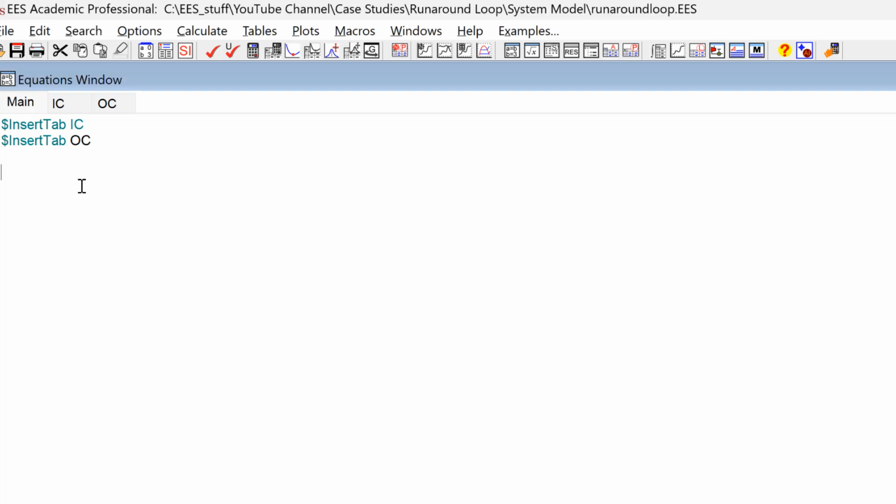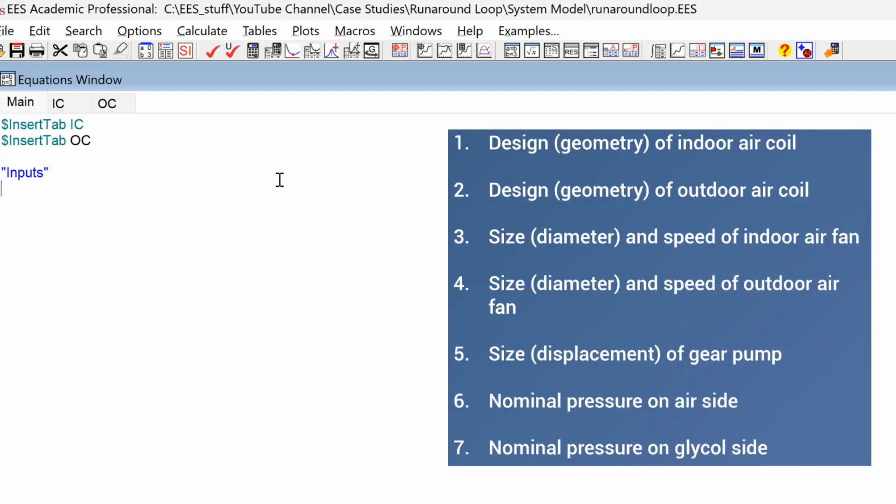So let's go ahead and enter these inputs. The geometry on the heat exchanger coils is already entered in their procedures, but I do have to enter the size and speed of the indoor blower. So let's say the diameter is 12 centimeters and the speed is 20 revolutions per second. So that's the indoor blower, and the same thing for the outdoor blower, so there's probably no reason to make it different. We'll do 12 centimeters and 20 revs per second for that.